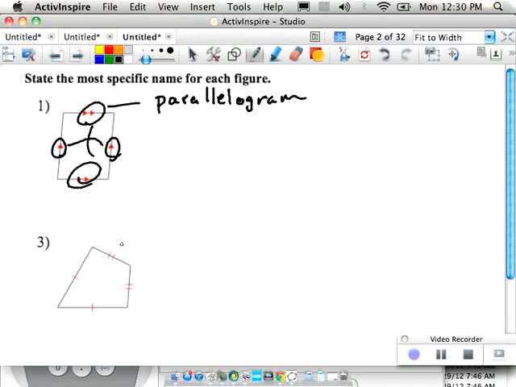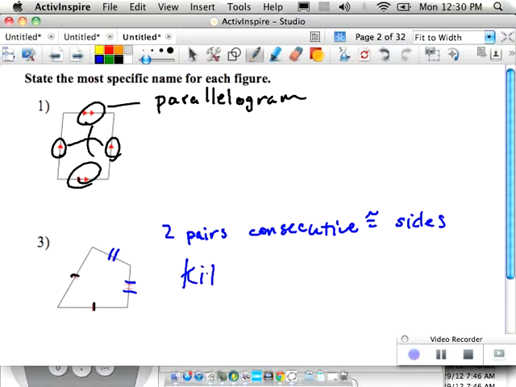For this next one, I have pairs of congruent sides. Notice that I have these two pairs of congruent sides. I know those two match because they are marked with a single mark. And if I look at the other ones, they're marked with double marks. Those double marks are going to be congruent as well. So the property that I'm seeing here is I have two pairs of consecutive congruent sides. And if I have two pairs of consecutive congruent sides, if you look at this, you probably already have an intuition as to what the shape is. It's called a kite.